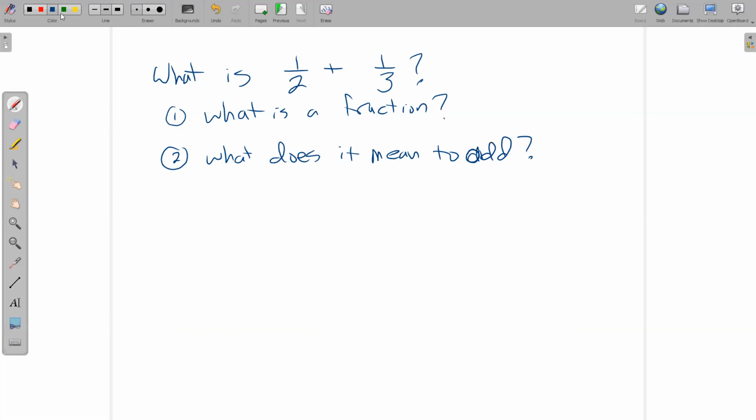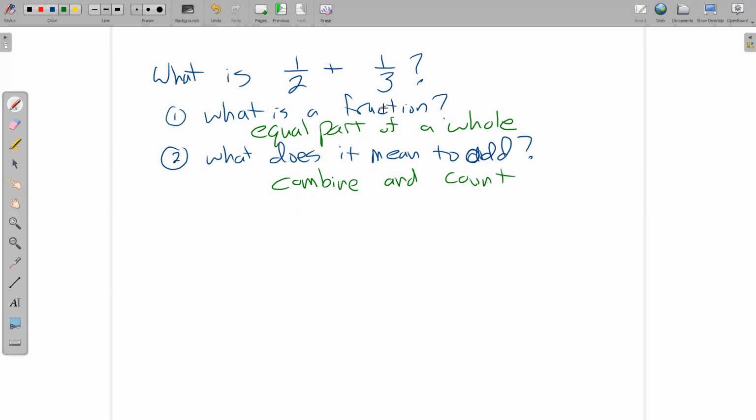So what is a fraction? Well, in this case it is going to be an equal part of a whole. And what does it mean to add? To add means, if we think way back to whole numbers, it means to combine some stuff and then count. How much do you have? So combine and count.